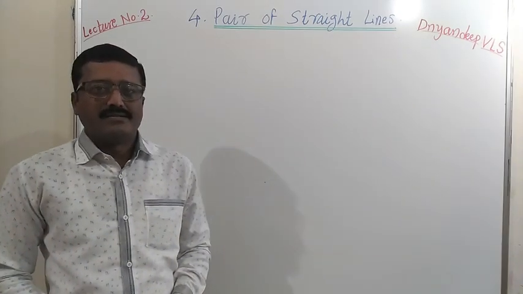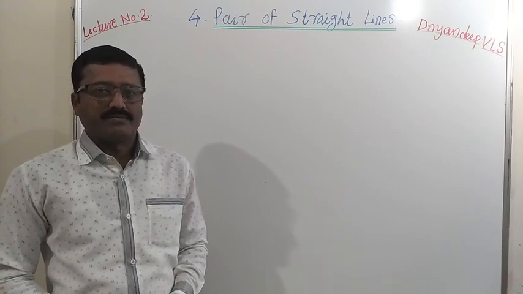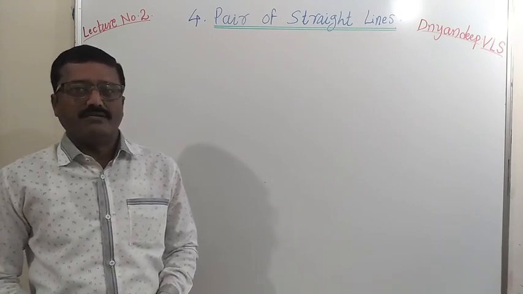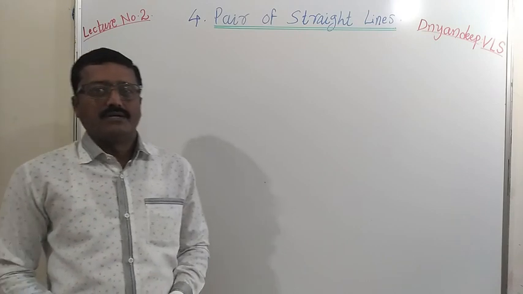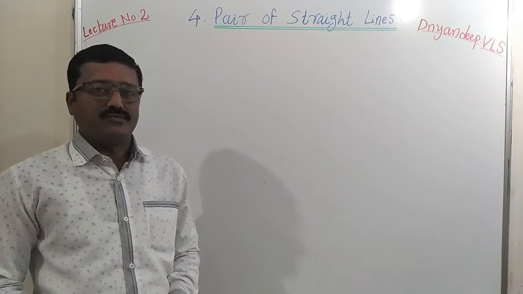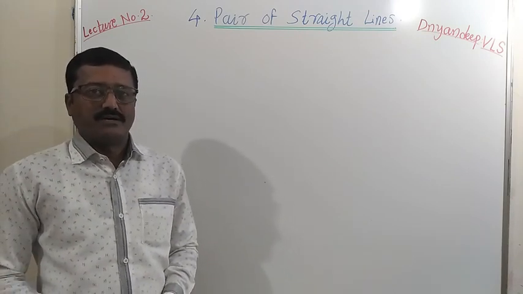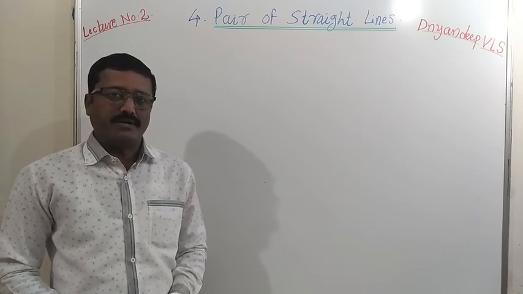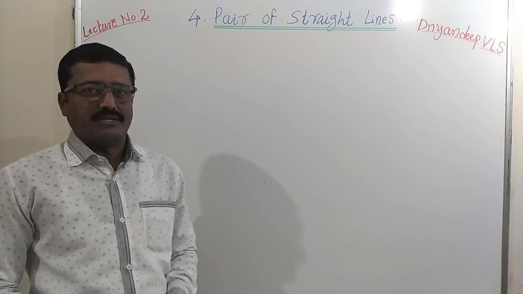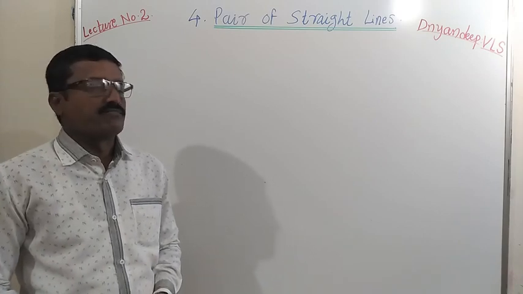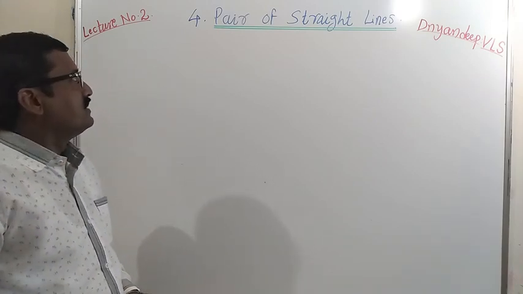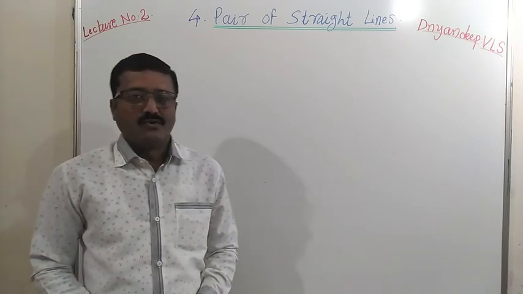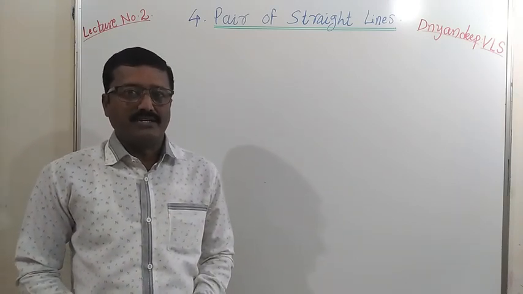Hello, this is our second lecture of pair of straight lines. In the first lecture, we learned the combined equation of pair of lines, and also solved some examples of finding the combined equation of pair of lines and finding the separate equations of pair of lines whenever their combined equation is given. Now in this second lecture, we will see the homogeneous equation of degree 2.